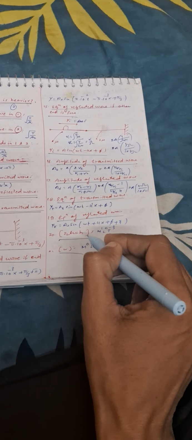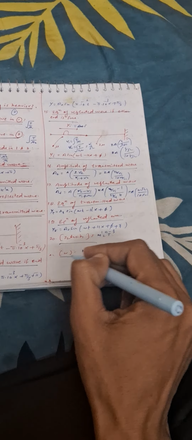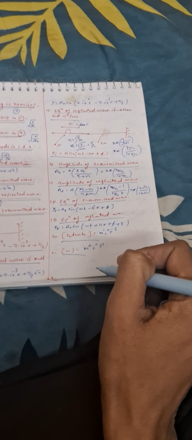Next is the dimension of intensity, so it is M^1 L^0 T^−3. Next is the dimension of omega, it is M^0 L^0 T^−1.